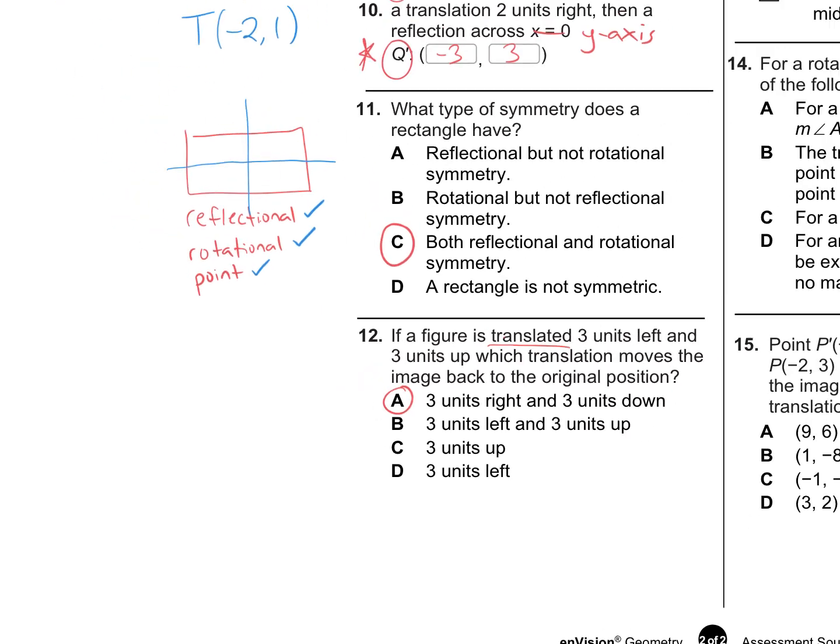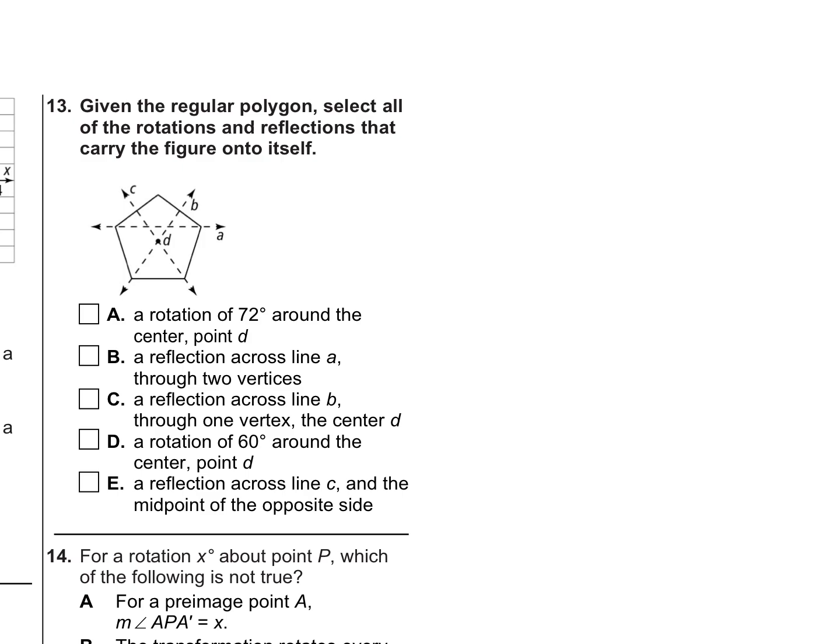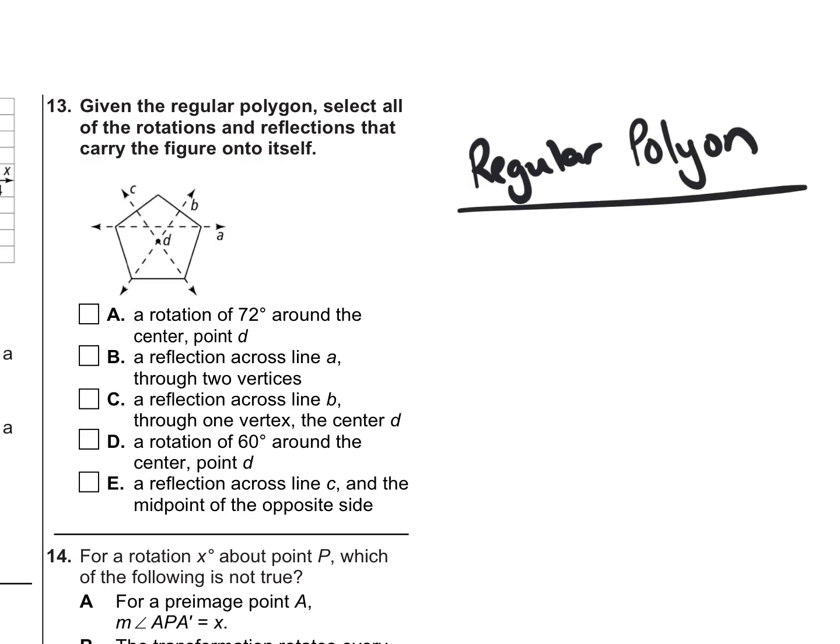All right, number 13. I changed it on the test. We're going to take some notes so that you can be prepared. Okay, we're going to talk about a regular polygon. Okay? There's 3 things we know about a regular polygon. What are they? All sides are the same. I say all sides are equal.